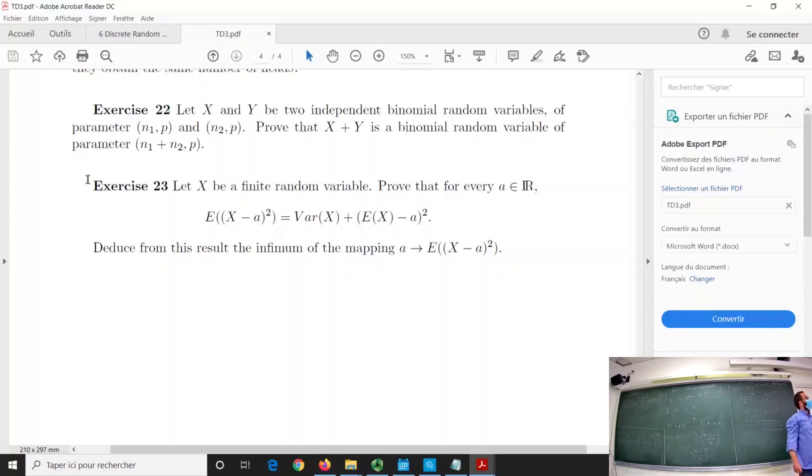And here, you are in the framework of the binomial distribution, but with the same p. So you have a binomial distribution of parameters n1, p, and a binomial distribution of parameters n2, p, the same probability p. And I want you to prove that when they are independent, the sum is a binomial random variable with parameters n1 plus n2 and p. So it's exercise 20.